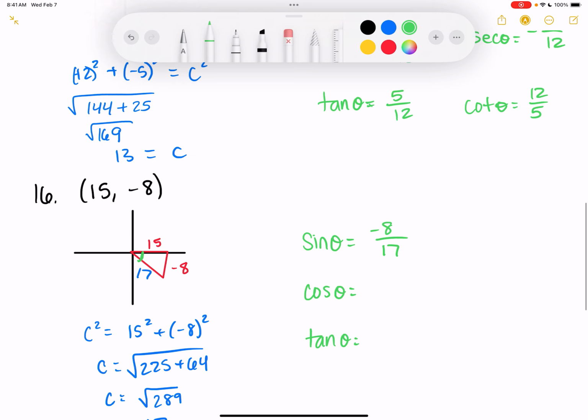Oh yeah, SOHCAHTOA. Is that what you're talking about? Yeah. Okay, yeah. That's what we did last year. So sine is opposite over hypotenuse, cosine is adjacent over hypotenuse, and tangent is opposite over adjacent.